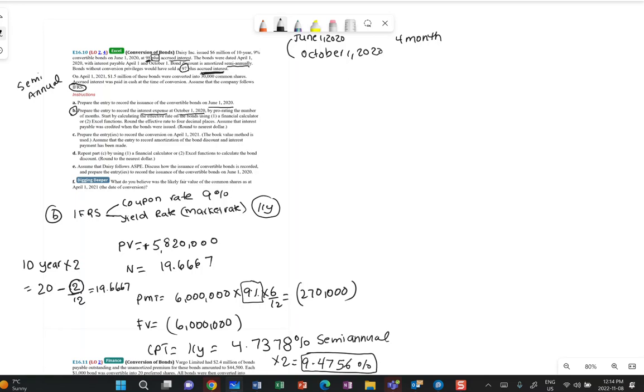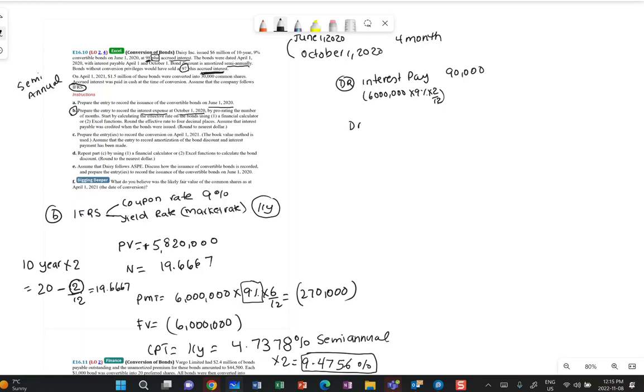In part A, we have an interest payable. If we're making a payment, we debit the interest payable, and that payable is for 2 months. In this case, it's $90,000. How did we calculate it? It was 6 million times the 9% times 2/12. So that's how we got the interest payable.